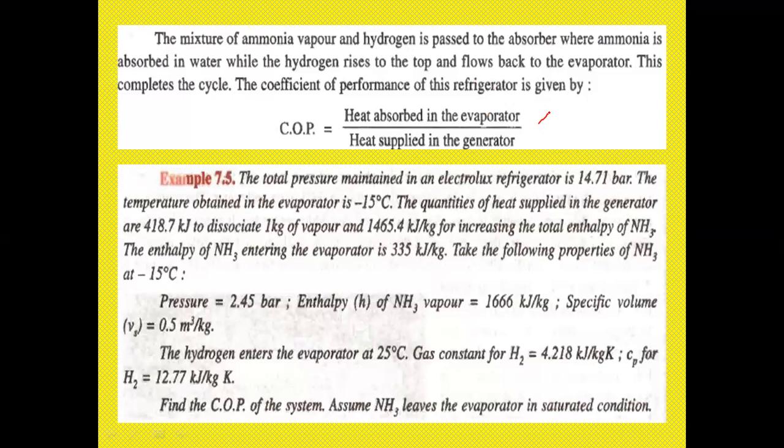Now I'll read the question. The total pressure maintained in an Electrolux refrigerator is 14.71 bar. The temperature obtained in the evaporator is -15 degrees centigrade.